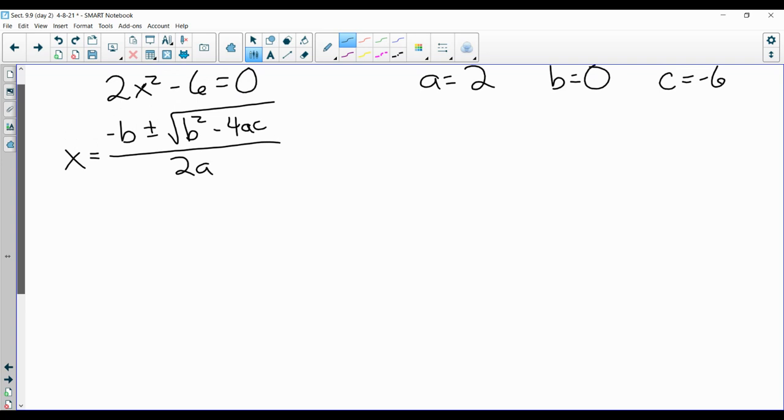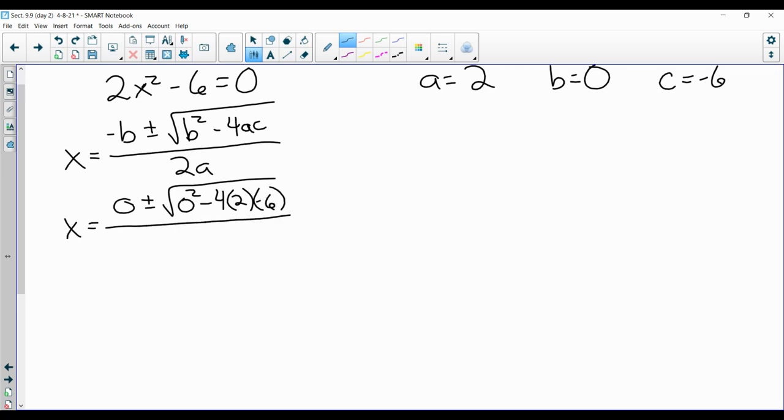Okay, so now if I plug in those values that we found, Zane, tell me, what do I need to plug in? Okay, so 0 for B. 0 plus or minus the radical of 0 squared minus 4 times A, which is 2, and C is -6. And that is going to be over 2 times A. What's A? 2. Okay.